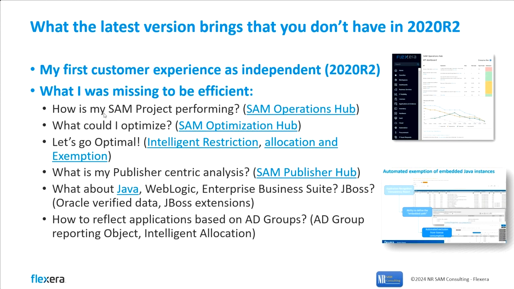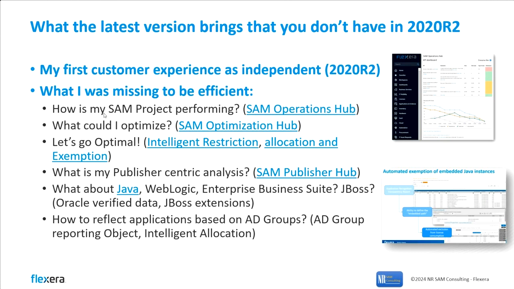Second thing, which is big, the first hub that got implemented back in 2021, 2022, the SAM Optimization Hub, answers the basic question, what could I optimize? It goes through a number of reports and scripts. It assesses your Oracle architecture. It suggests an optimized architecture and gives you the money you could save by moving your VMs to specialized clusters. The SAM Optimization Hub, again, was a big thing.